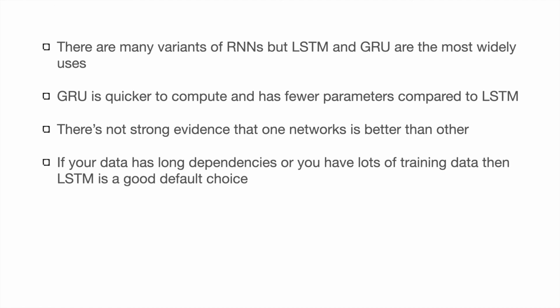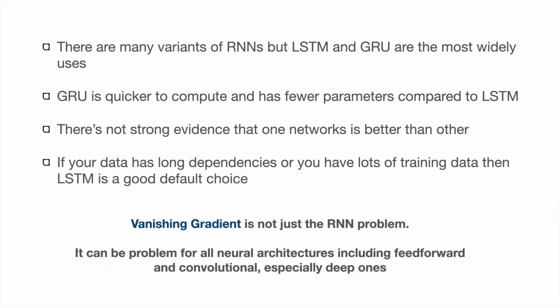And one final point about the vanishing gradient. So we have been modifying RNNs to form LSTMs and GRUs with the intention to reduce the effect of vanishing gradient. But vanishing gradient is not just an RNN problem. It can be a problem for all the neural architectures, including the feed-forward or convolutional networks. So vanishing gradient can be a problem for the deep neural networks, and that needs to be treated carefully.